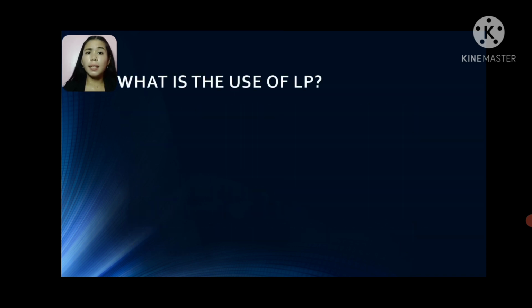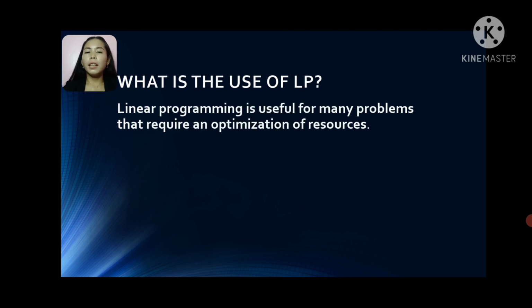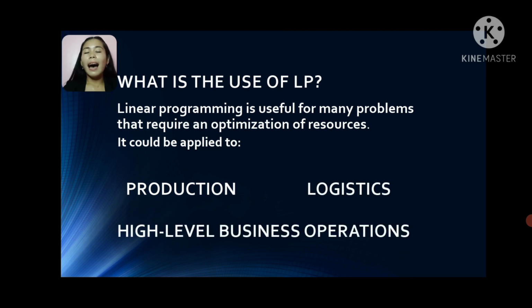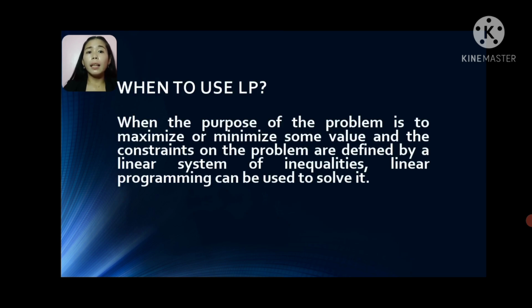Now, what is the use of linear programming? Linear programming is useful for many problems that require an optimization of resources. It could be applied to production, logistics, high-level business operation. Now, when to use linear programming? When the purpose of the problem is to maximize or minimize some value and the constraints of the problem are defined by a linear system of inequalities, linear programming can be used to solve it.